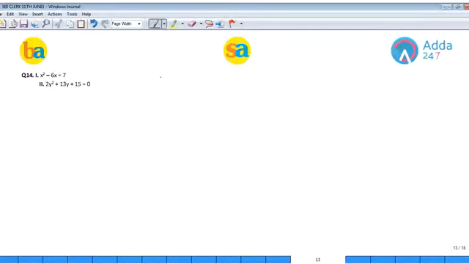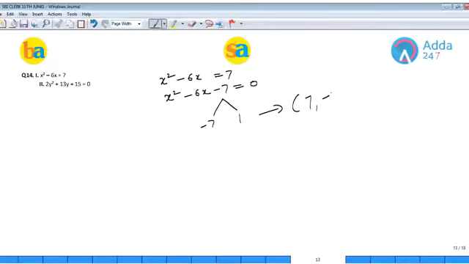Question number 14. The first equation is x square minus 6x is equal to 7. So we can write it as x square minus 6x minus 7 is equal to 0. And we can divide 7 into minus 7 and 1, because adding these two numbers will give us minus 6 and multiplying these two numbers will give us minus 7. And now we will change the signs. So on changing the signs, we get the required roots as 7 and minus 1.